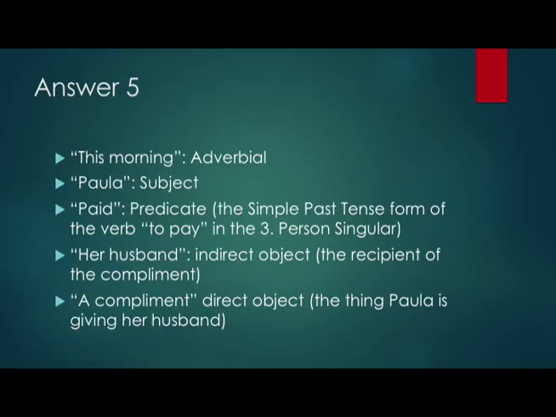Final answer. So, this morning is the adverbial. When did this happen? Okay, when did Paula pay her husband a compliment? Paula is the subject, so who paid her husband a compliment? Paid is the predicate. Her husband is the indirect object. He is the person that she paid the compliment to. And compliment is the direct object because that's the thing Paula gave her husband.